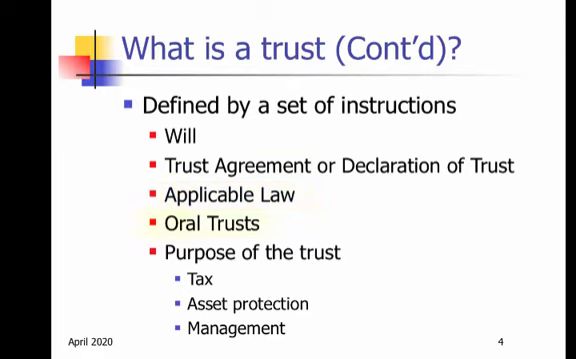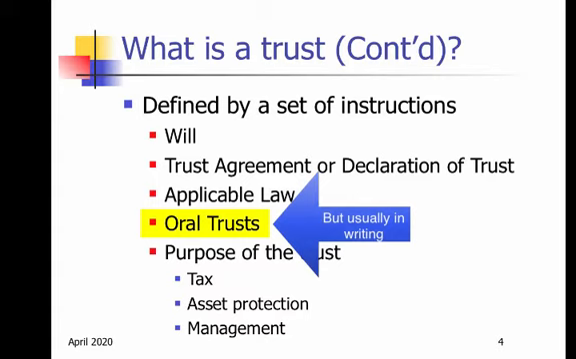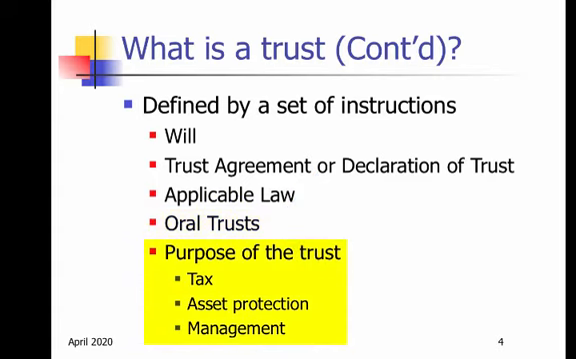Trusts can be oral, but they're usually in writing, and there are many reasons for establishing trusts, and the reasons usually boil down to 3 distinct categories. People set up trusts to save taxes, or to try to protect assets from certain risks, such as creditors' claims in bankruptcy, or to provide for the management of assets for someone who is either not interested in or not capable of managing the assets.